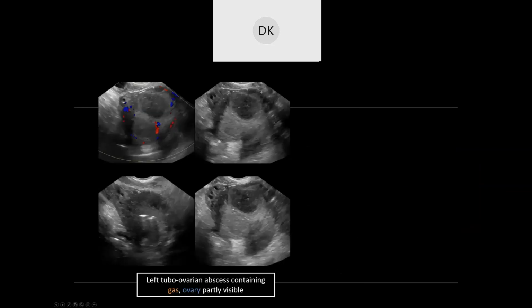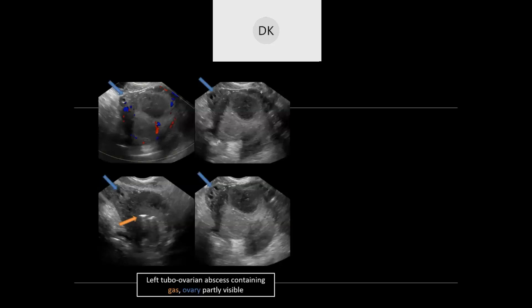And then this is the more advanced stage. Once you have a well-defined tubo-ovarian abscess, this patient actually had areas of gas within the abscess. You can see, like we've already seen before, these curvilinear reflectors with dirty shadowing and ring-down artifact. And there's quite a bit of hyperemia here in this giant TOA. Now, if you look closely, you might see there's actually a little bit of normal ovarian architecture intact.